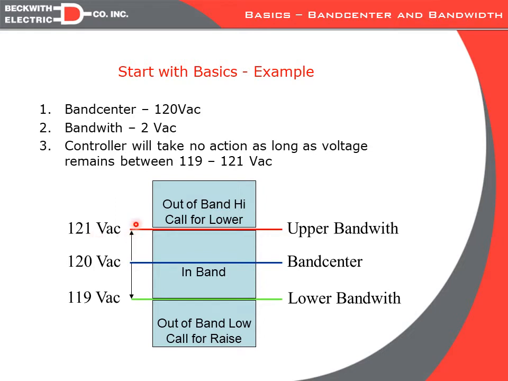If we exceed the upper band, we are out of band on the high side, and we will call to lower the voltage. Likewise, if we were out of band on the low side, we would be calling for a raise to try to raise the voltage to get it back in. And remember, we're expecting 3/4 of a volt per tap. So, with the band center, we are setting the center point of the acceptable voltage.